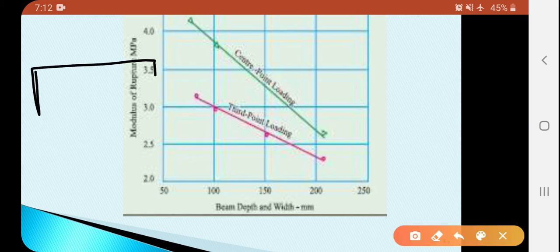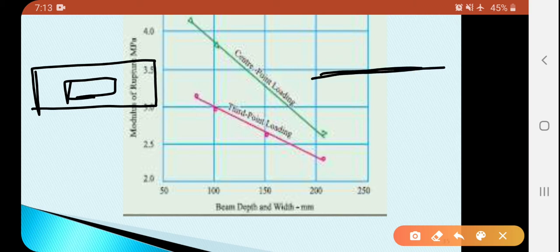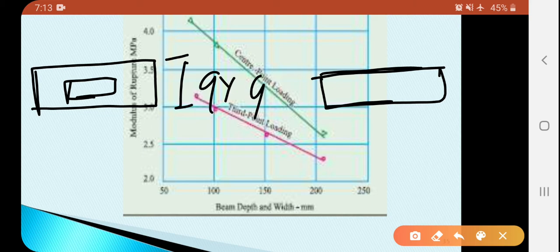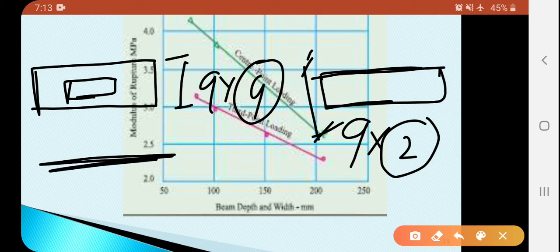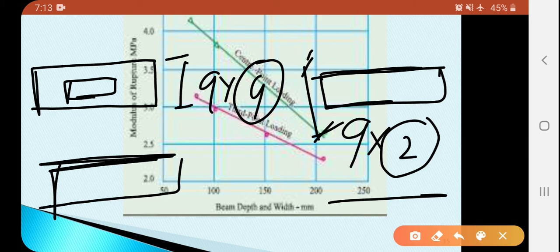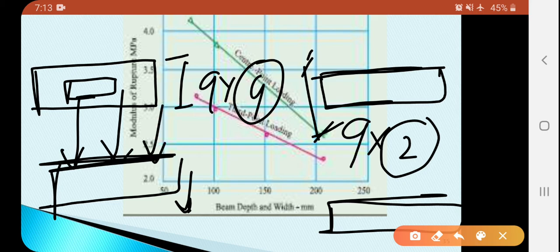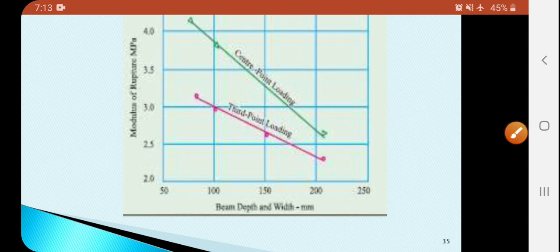Or take one brick and one piece of wood. The dimension of the brick is 9 by 9, and the dimension of the wood is 9 by 2. The thickness is only 2 for the wood, and 9 by 9 for the brick. After placing and applying the load like this, when the depth increases the load carrying capacity increases. When the depth reduces, the load carrying capacity of the section decreases.